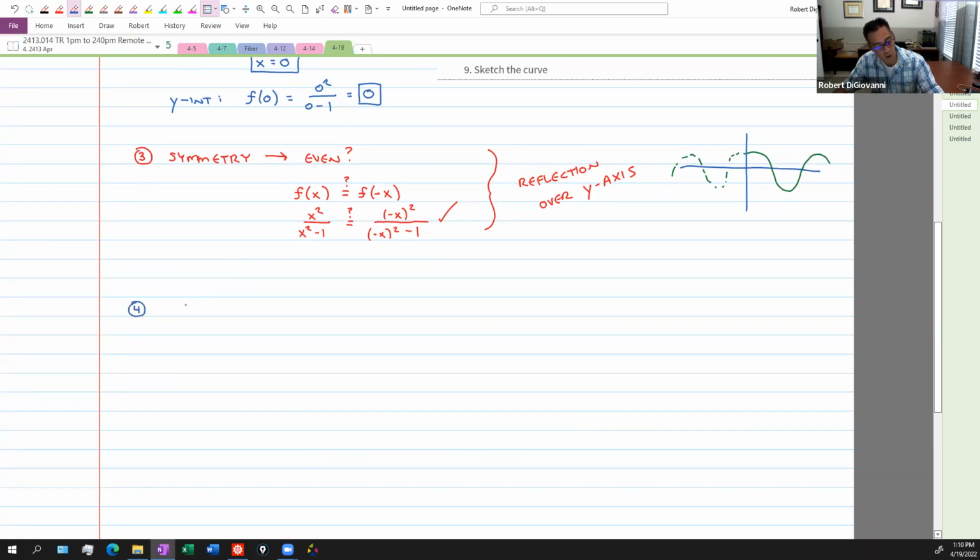So let's start with the vertical asymptotes. I'm going to put VA for vertical asymptotes. Is that all right if I don't write that down? I have a question. Yes.